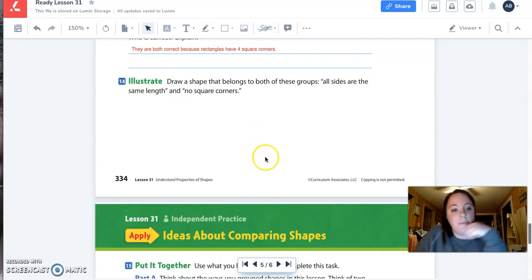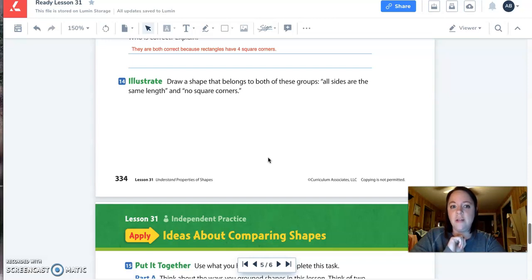All right. Draw a shape that belongs to these groups. All right, so let's look at this. All sides are the same length, but they have no square corners. That means our rectangle is out. That means our rhombus is out because those didn't have square corners.